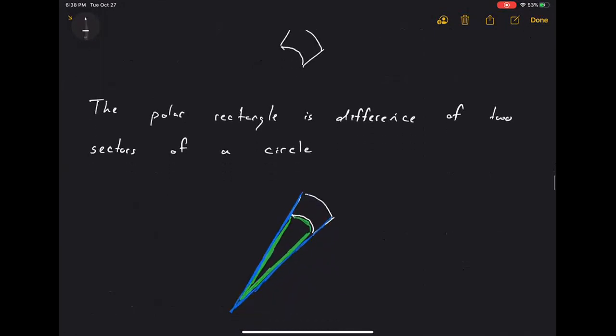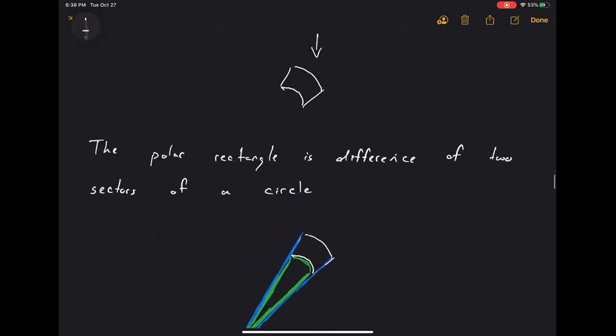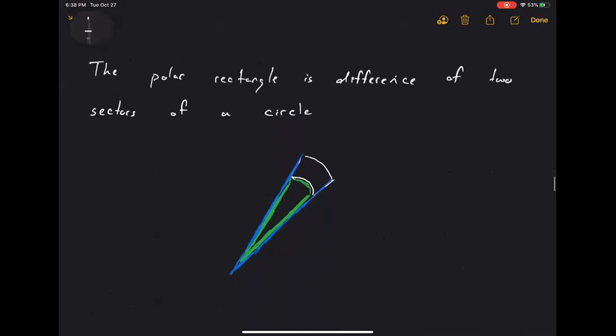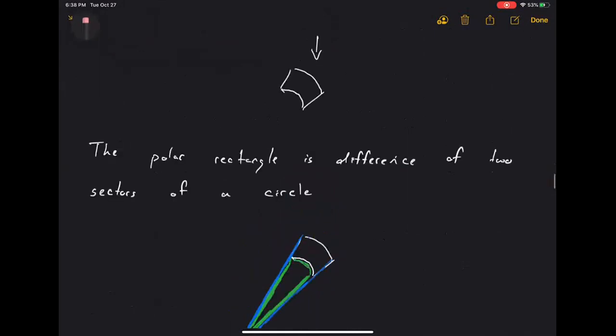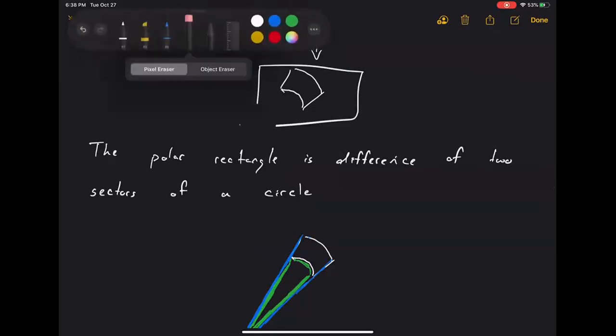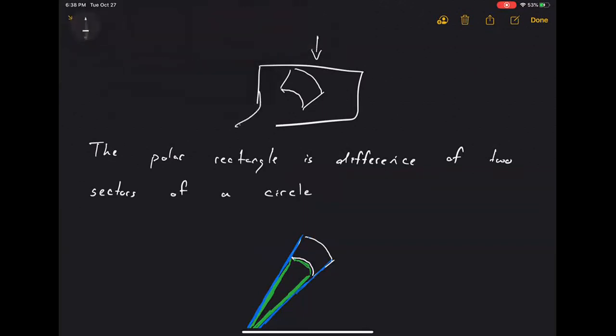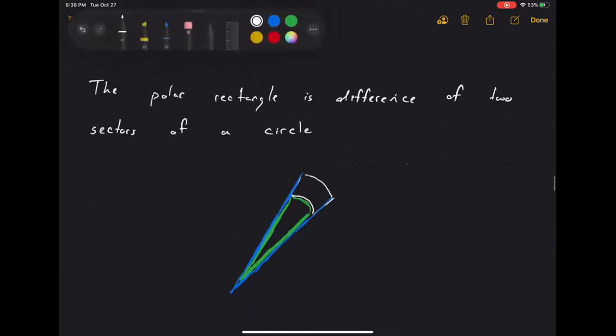Now, we can think about this polar rectangle in terms of sectors of a circle, right? It's really going to be the difference of two sectors of a circle. So let's say we want to find the volume of this thing. That polar rectangle, how could I think about that? Think about this blue slice of a circle. That area is easy to find, this blue area here.